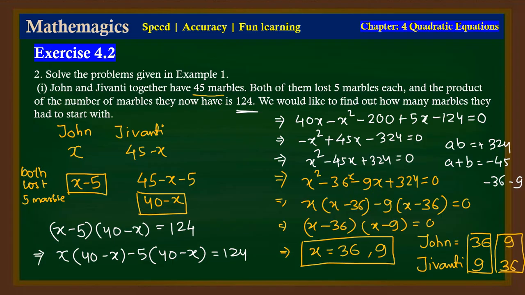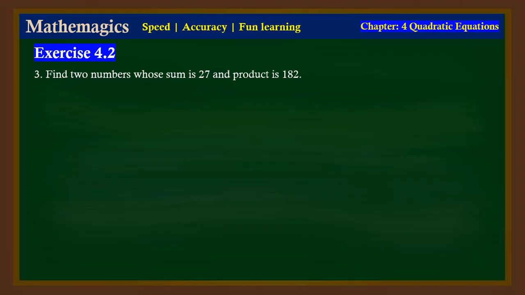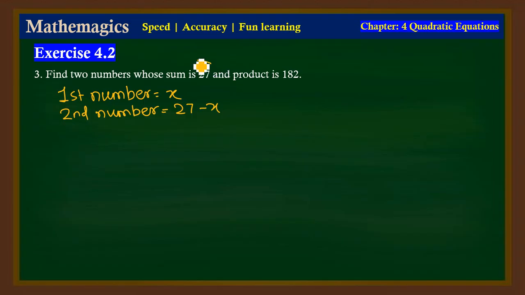Now, dear friends, we are moving to the next question. That is, find the two numbers whose sum is 27 and the product is 182. So, find the two numbers whose sum is 27. So, obviously, if the first number is equal to x, then the second number is equal to 27 minus x, because the sum is given as 27.